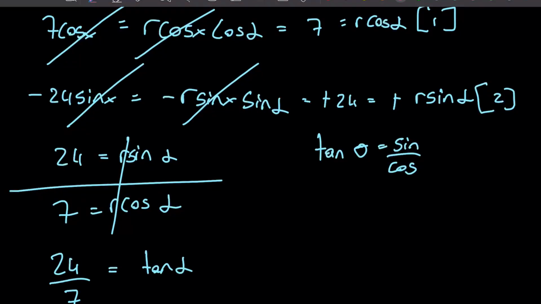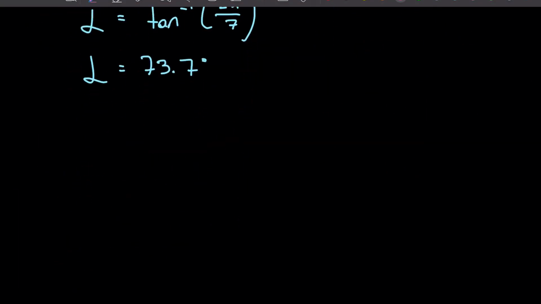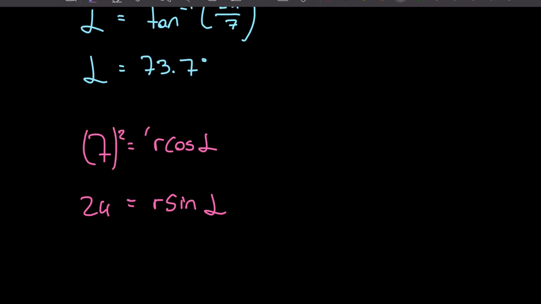So we have 7 is equal to r cos alpha, and 24 is equal to r sine alpha. And we want a way to get cos squared theta plus sine squared theta, because we know that's equal to 1, and anything multiplied by 1 is itself. So to do that, we're going to square both sides. So we're going to square here, and we're also going to square here.